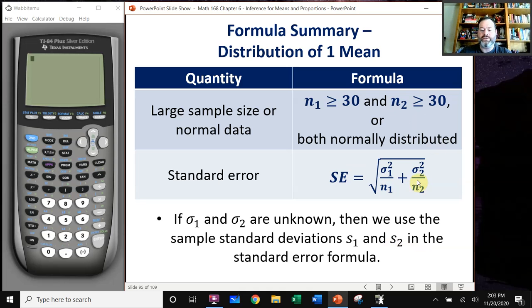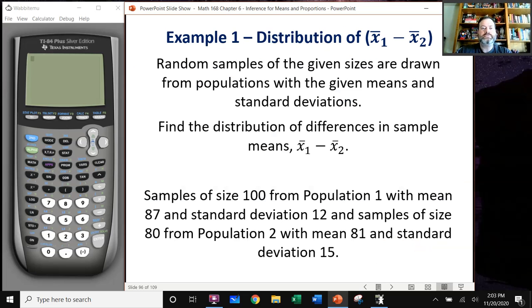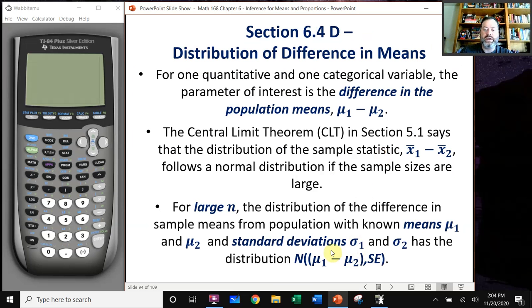So let's see how to use this formula. Again, this section is very similar to previous sections. Random samples of the given sizes are drawn from populations with the given means and standard deviations. Find the distribution of differences in sample means. So if we take samples of size 100 from population 1 with mean 87 and standard deviation 12, and samples of size 80 from population 2 with mean 81 and standard deviation 15, what is the distribution of the differences in the sample means? Well, we're just going to use this formula here, right?